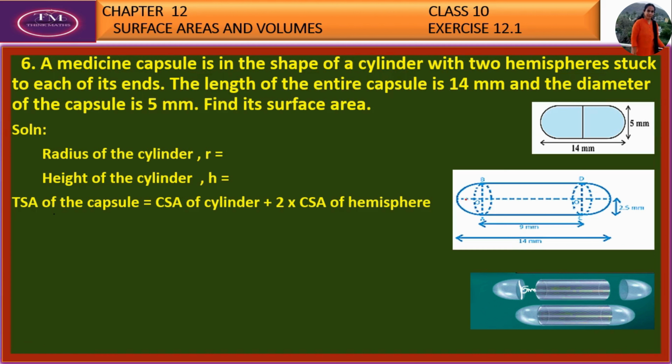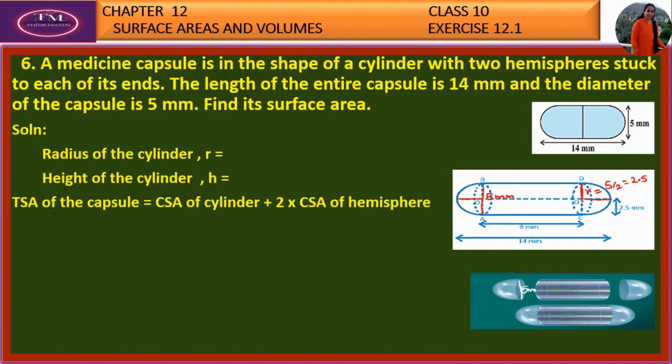So for the height of the cylinder, we have to know the height of the hemisphere. Height of the hemisphere is nothing but the radius of the hemisphere. This full length diameter is 5 millimeter. So radius is nothing but from the center to the circumference. So radius equal to 5 by 2, which is 2.5 millimeter.